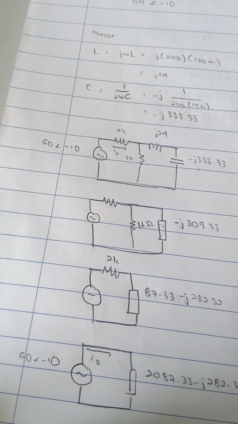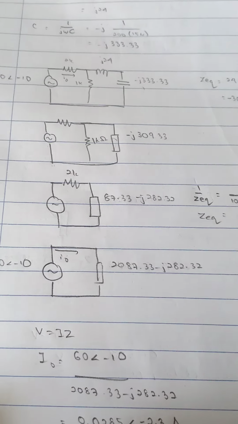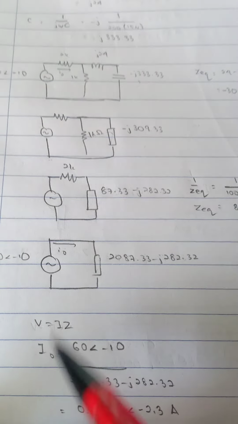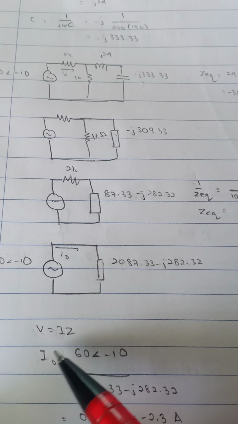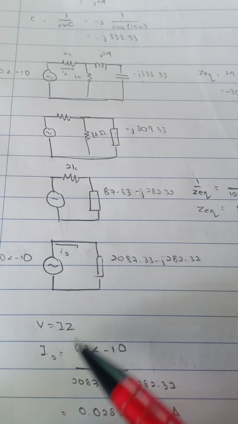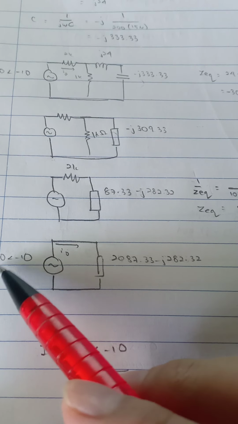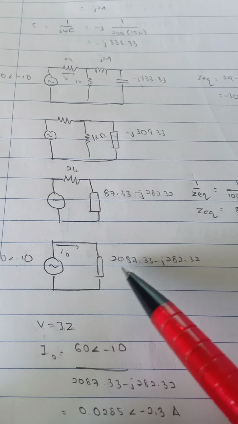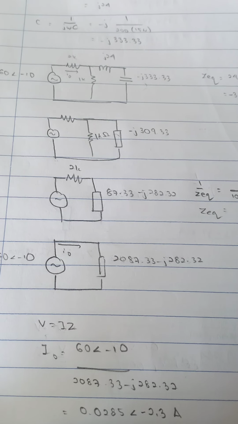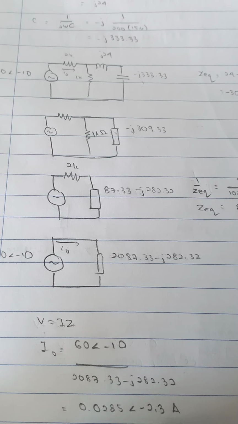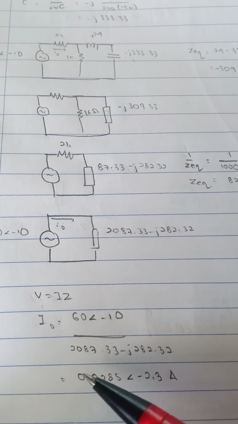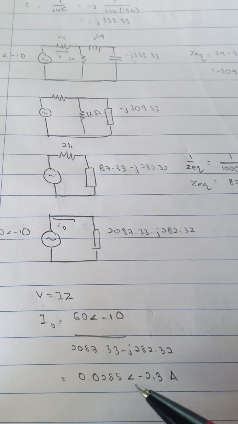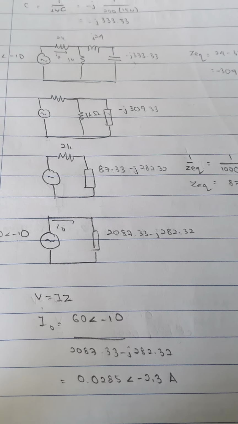We need to find I naught, so we use Ohm's law, V equals I Z. So I naught is equal to V over Z. V just now is 60 angle of negative 10, over Z equivalent 287.33 minus j282.32. So this will give us I naught equal to 0.0285 angle of negative 2.3 ampere. Okay, that is for chapter 9.